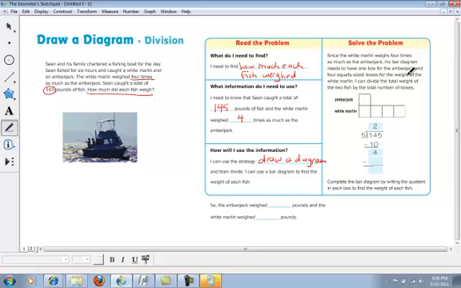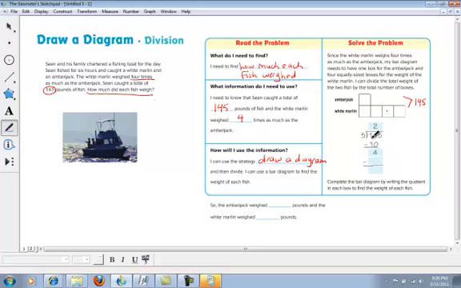I can divide the total weight of the 2 fish by the total number of boxes. Since the amberjack and the white marlin both together weigh 145 pounds, I can divide those 145 pounds into the 1, 2, 3, 4, 5 equal sections. And that's shown here, 145 divided by 5.